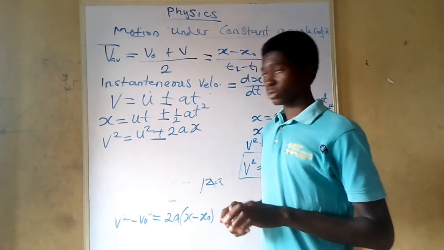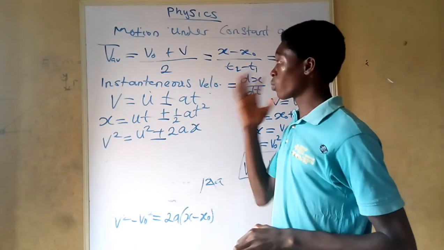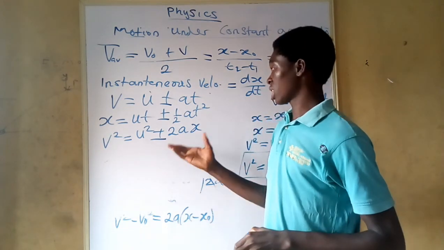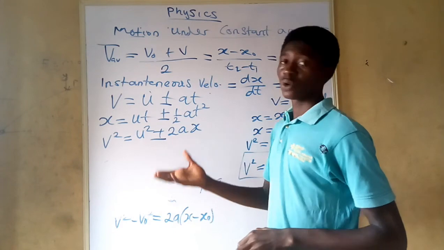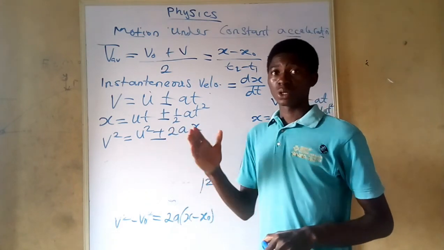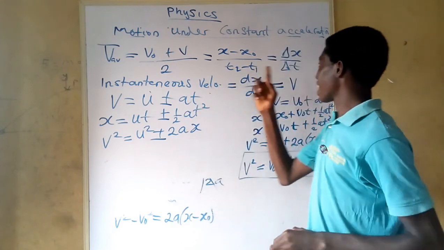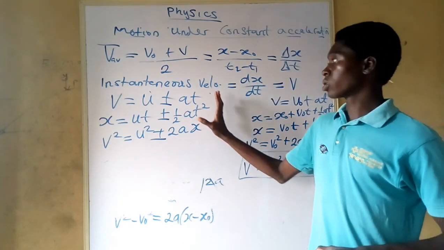So that is it for how we can derive the equations of motion. And these are the basic equations of motion that we need for kinematics, at least linear motion, under constant acceleration. That's where all these things work.